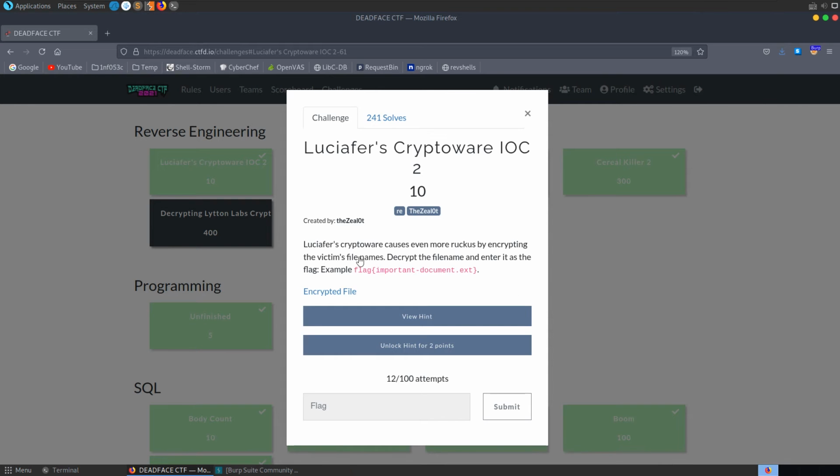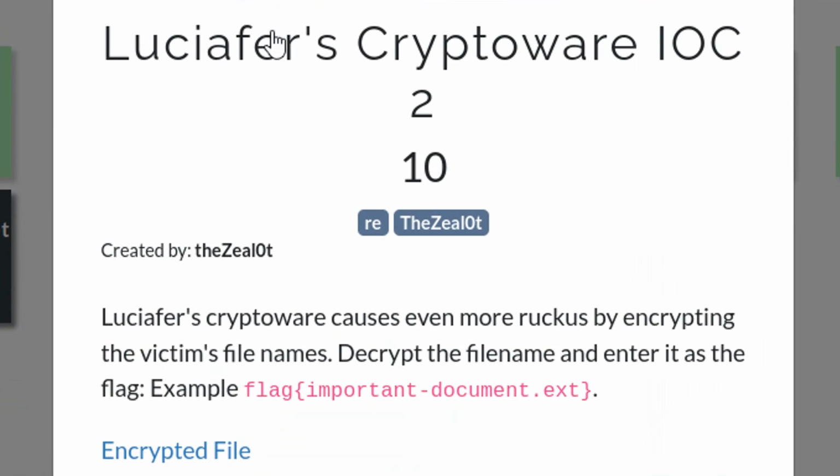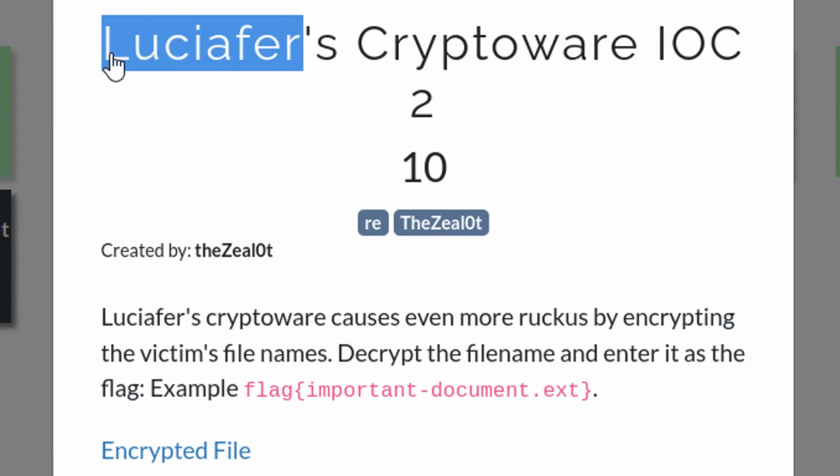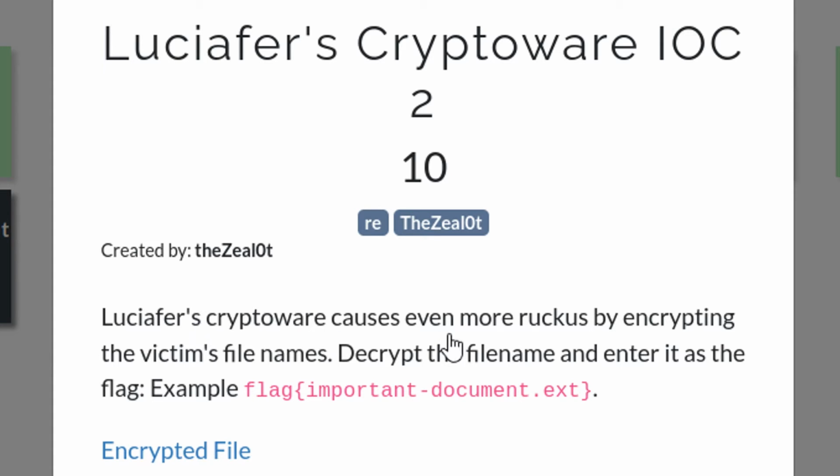The next challenge is called Luciafer's Cryptoware IOC2, and apologies for probably mispronouncing whoever Lucifer is. The Cryptoware causes even more ruckus by encrypting the victim's file names. Decrypt the file name and enter it here as the flag. So we have this encrypted file.